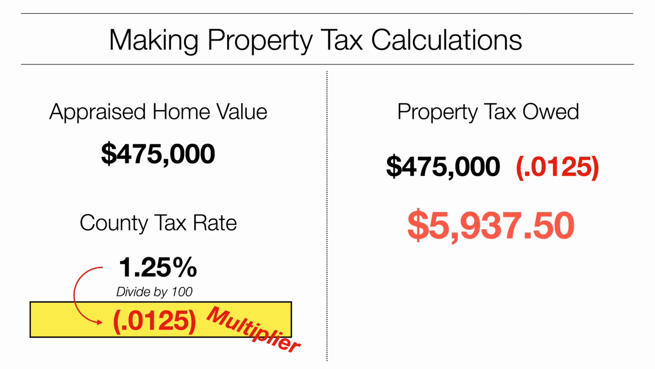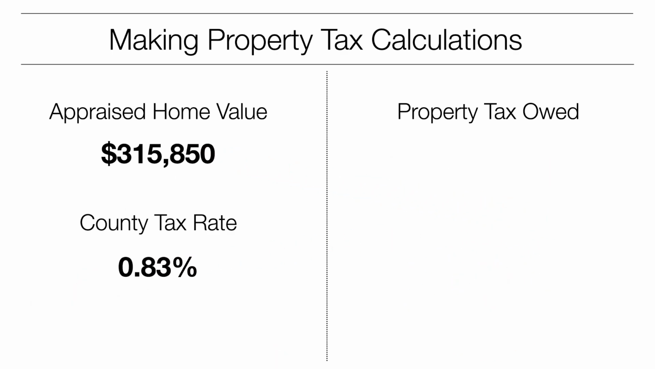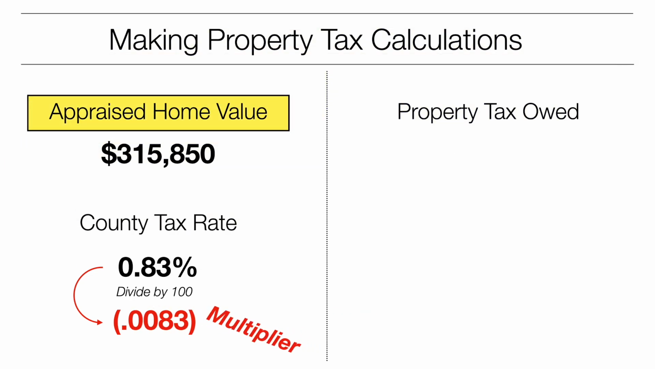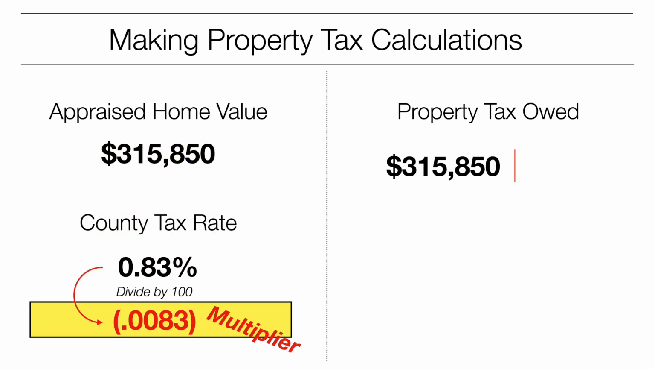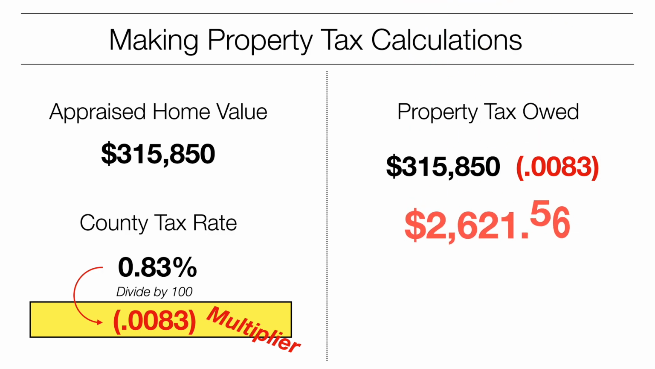So in this scenario, the person owes $5,937.50 in property taxes. Let's do one more example. Let's say the appraised home value is $315,850 and the county tax rate is 0.83%. We're going to do the exact same process. We divide by 100 to get our multiplier, which is 0.0083. Now we take that multiplier and multiply it by our appraised home value, and then we figure out our property taxes. Here we go, make that calculation. In this case, $2,621.56 owed in property taxes.